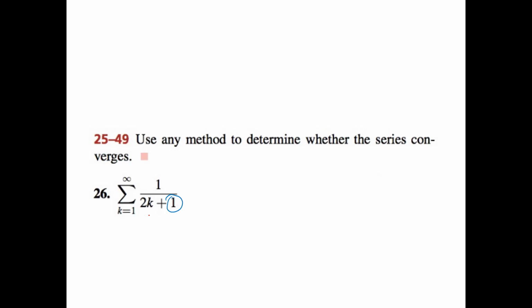So we're going to use the limit comparison test. Now, don't write this down. I'm going to erase it in just a moment. The 2k plus 1 is obviously bigger than the 2k. So when I flip it, 1 over 2k plus 1 is less than 1 over 2k.